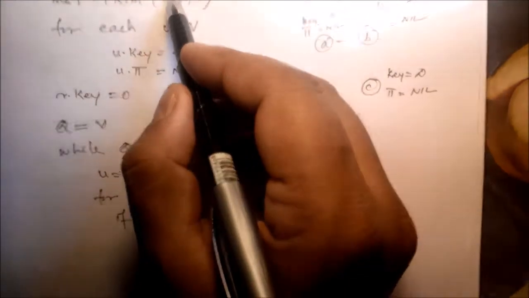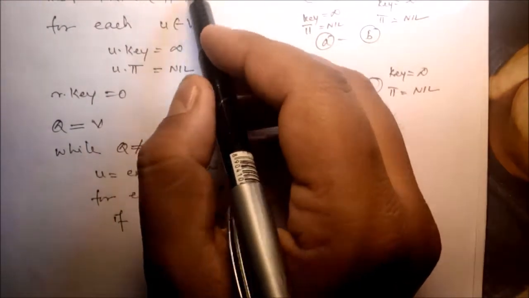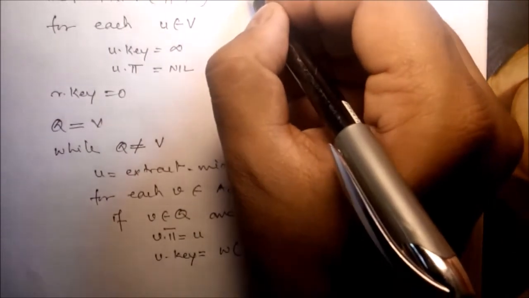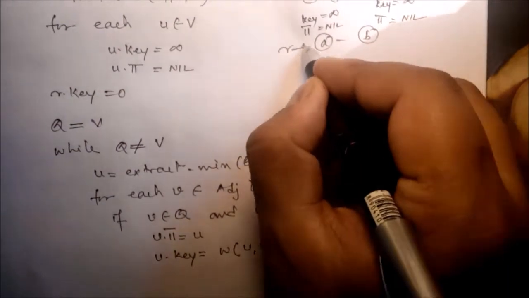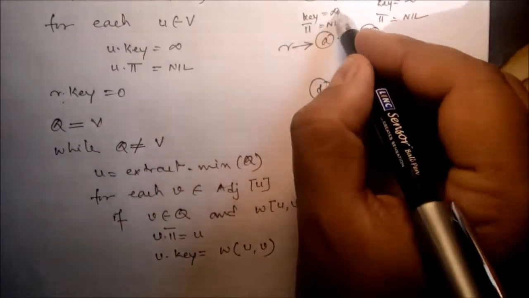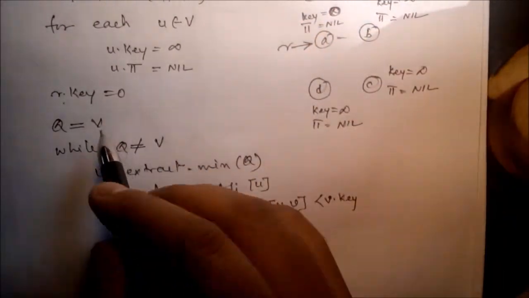Okay, so G is a graph. We have to pass the weights also, 4, 2, 1, 6, and R is the initial node from where you have to start. Assume this is the initial node from where you can start. R key is equal to 0, so make it 0.